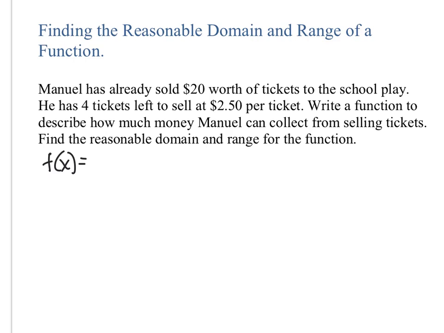So let's figure out what drives the function, what's our independent and dependent variable. So he's already sold $20 and each ticket is $2.50 and he's got 4 tickets left to sell. First of all, f of x is going to be the total amount of money that he's collecting for the school play. Well, he's already sold $20. I'm going to take $20 and then add $2.50 per ticket. We're going to let x be the number of tickets.